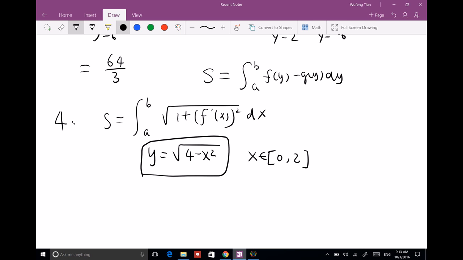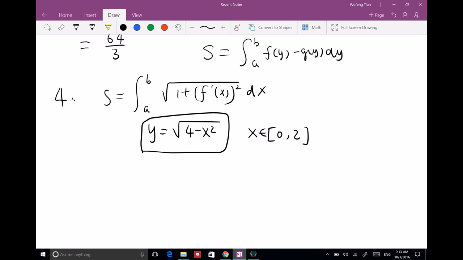A semicircle? Right here, yes. If we look at this, it's a semicircle because y is positive. You can check your answer by noticing the shape of the curve. The shape is a semicircle. For this one, x is positive, so it's actually just a quarter of a circle, because x is from 0 to 2, and the function is y equals square root of 4 minus x squared.